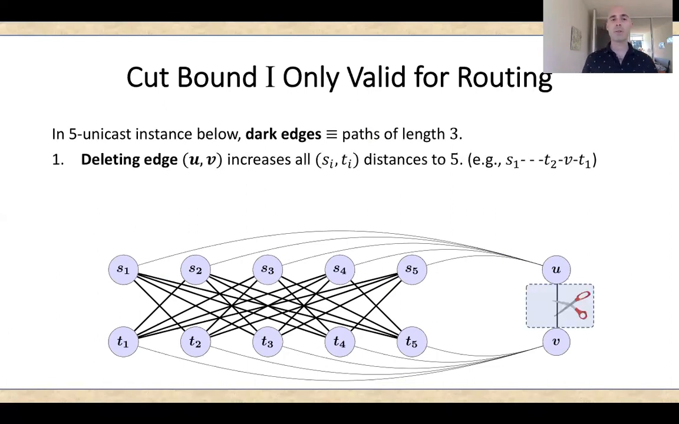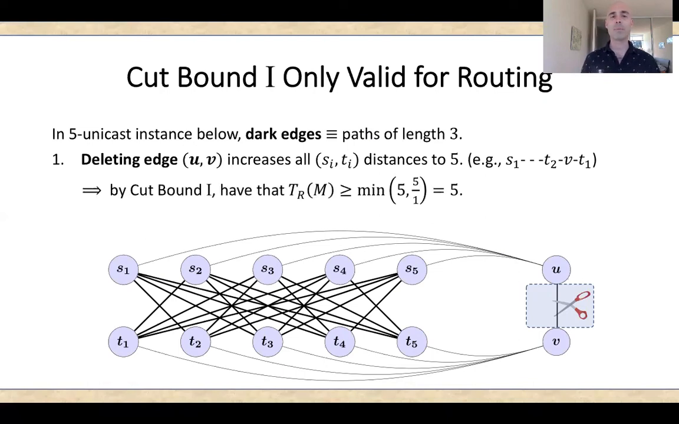So here, notice that if we delete the edge UV, then all the SI-TI distances increase to 5. It could maybe take 3 hops to go from, say, SI to TJ, then to V, and then to TI, but we cannot find any shorter path. So by the cut bound from the previous slides, we find that the routing time for this instance is at least 5.